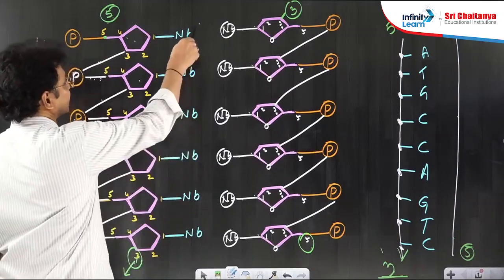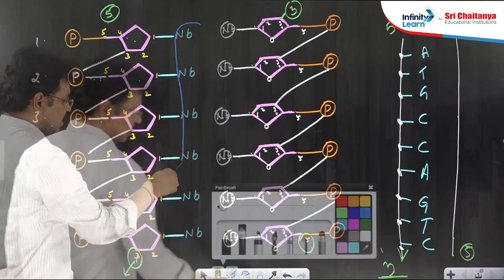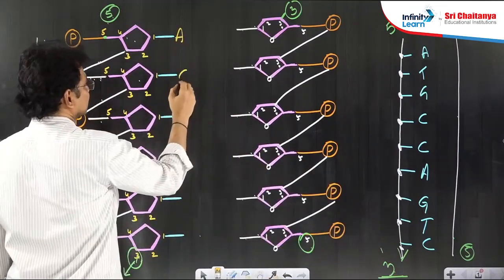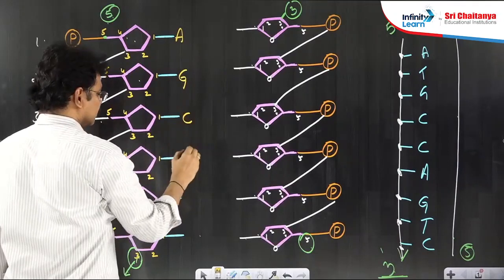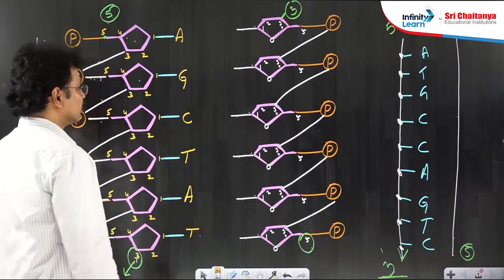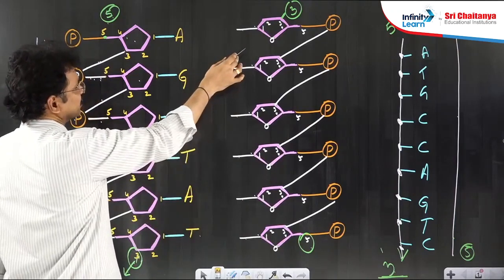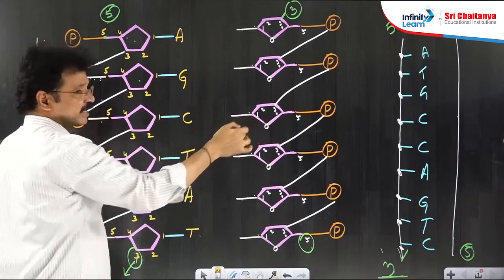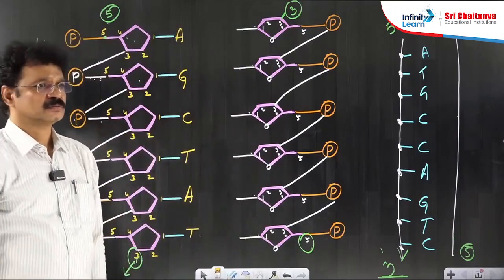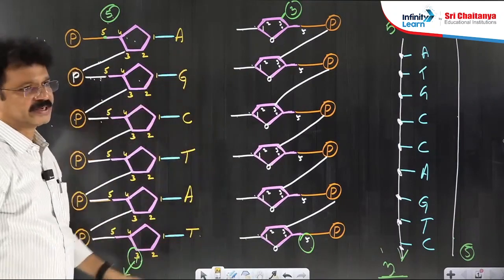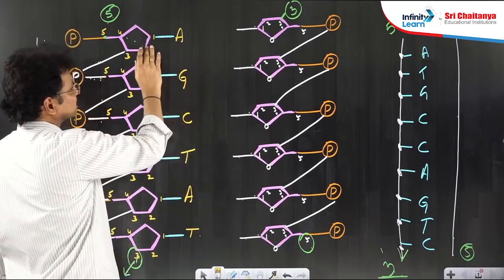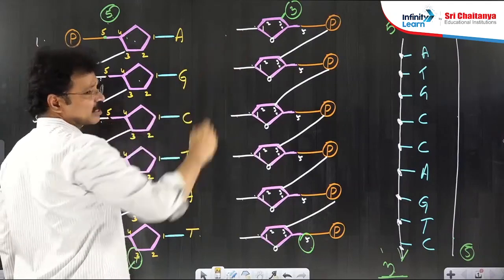Likewise, another interesting thing, observe here. I will write a sequence of nucleotides in one strand: A, G, C, T, A, T. Now you can write the sequence of nucleotides in the other strand according to Chargaff's rule. Try to give complementary base pairing. What is the complementary base for A? If A is found in one strand, what base is in the opposite strand?